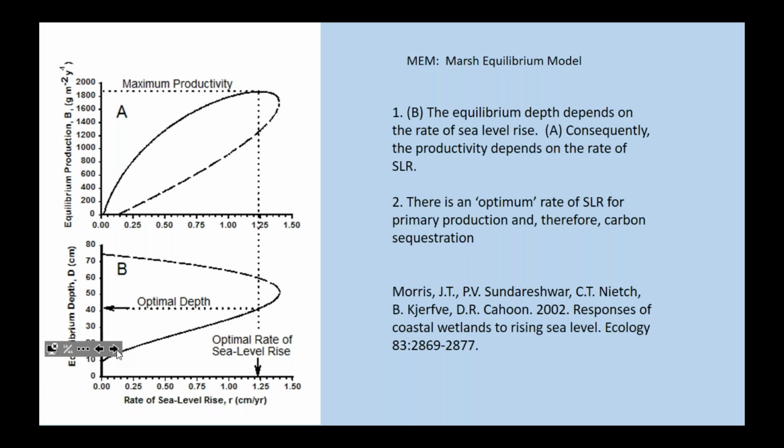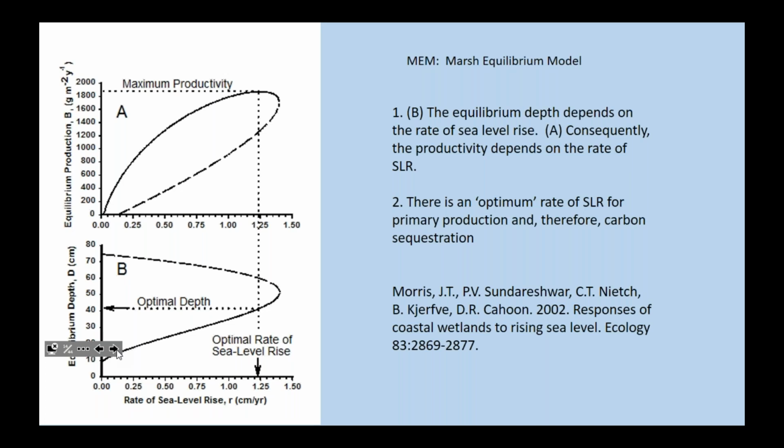And you get the 2 roots, which look like this when plotted against depth. For any given rate of sea level rise within this range, there are 2 equilibrium depths. This one, though, is not stable, and I'll show you why in a minute. This side is not stable. This side is.